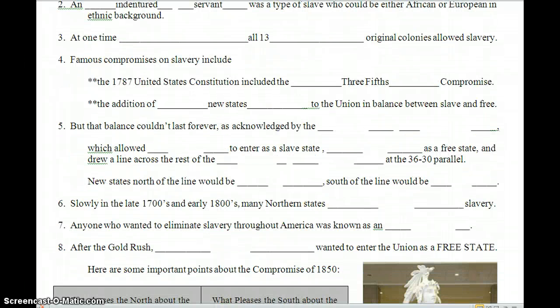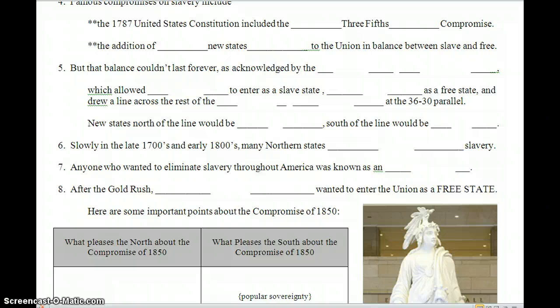And number 5 here says that balance couldn't last forever, as acknowledged by the Missouri Compromise. We have studied this in class already. The Missouri Compromise came about in 1820 when Missouri wanted to enter the country as a slave state, but there was no matching partner free state to join as well. So the Congress, Henry Clay, and others came up with a very important compromise, allowing Missouri to enter the country as a slave state. They broke Maine off of Massachusetts and created Maine to be a free state.